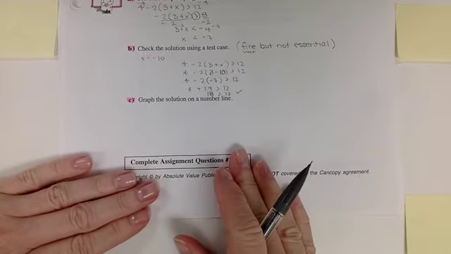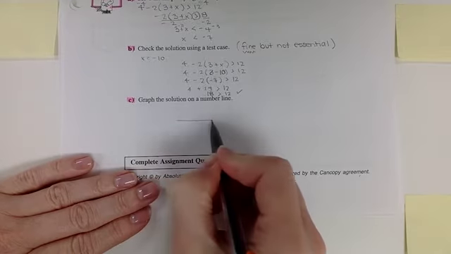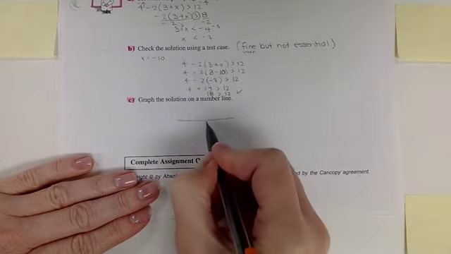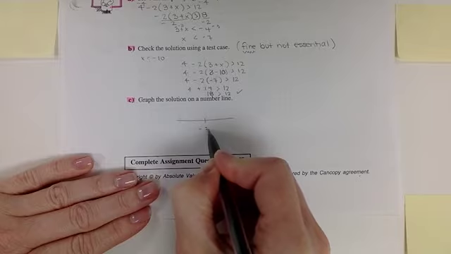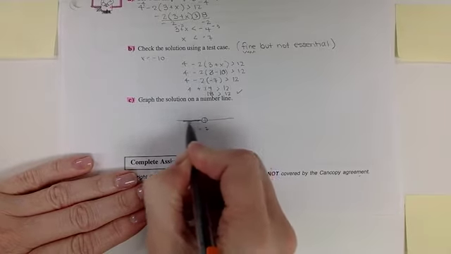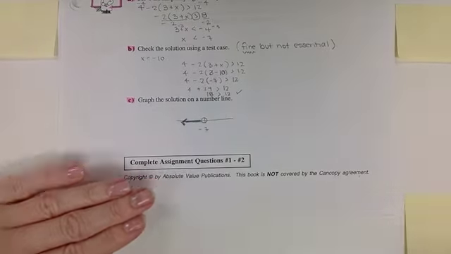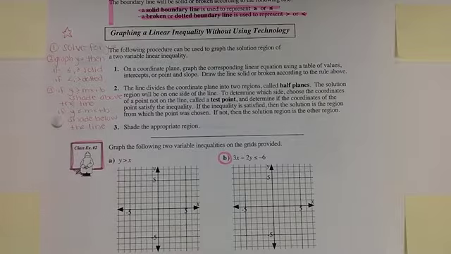Graph the solution on a number line. So our solution, x is less than negative 7, so negative 7, less than and not including, and down we go. Scrappy, good enough. Okay, next page.